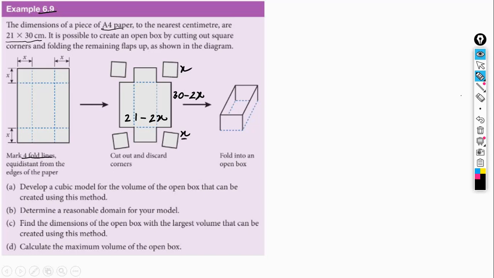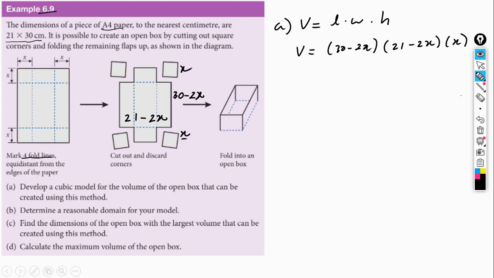So that means that because the volume of a box is equal to length times width times height, we can say that for this particular case, the volume is going to equal 30 minus 2x times the width, which is 21 minus 2x, and this times x, which is the height.